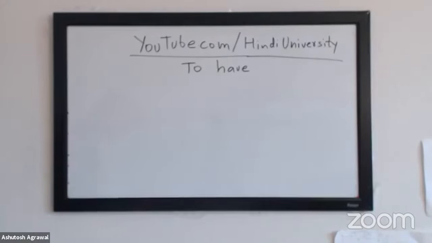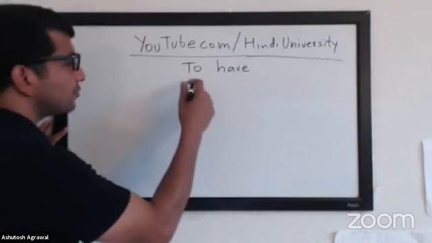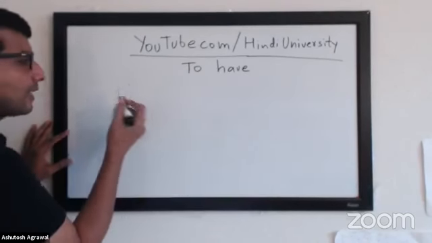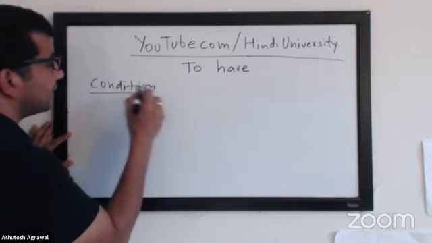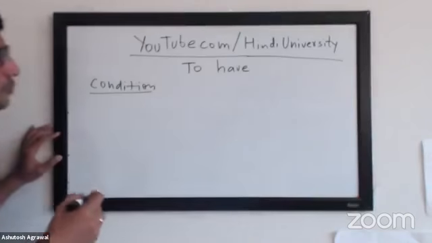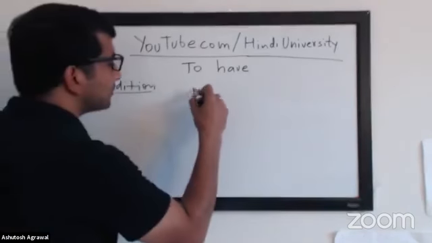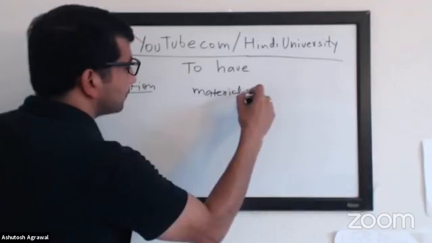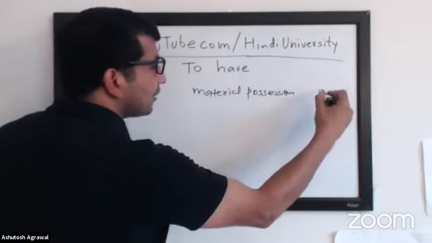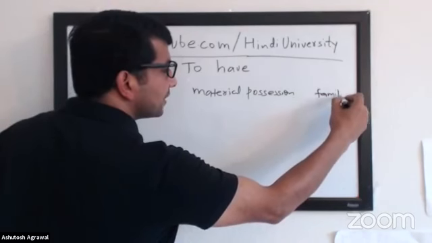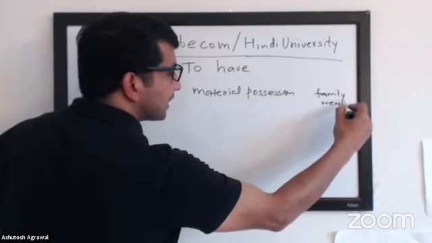You see, I use the word "have," right? So typically, there are three different areas where you can use "to have." One is where you have a condition. The other area is where you have some objects or a material possession, and I'm going to give an example of that as well. And the third area is where you have some family members, relatives, etc. Okay.